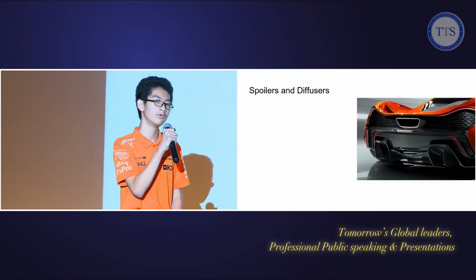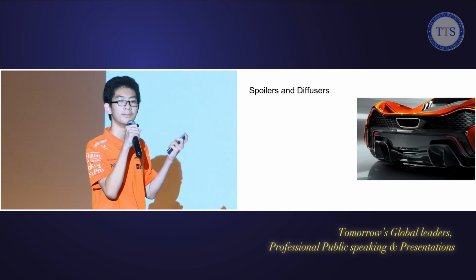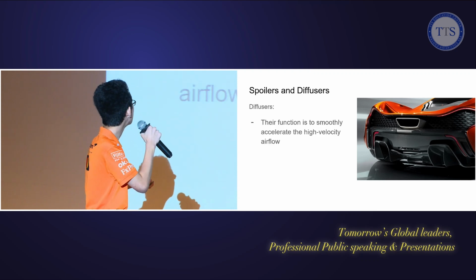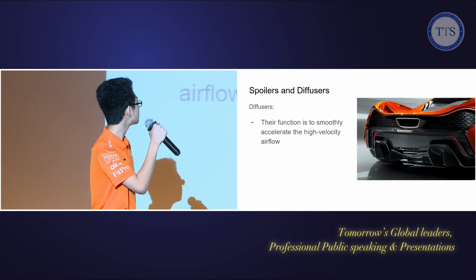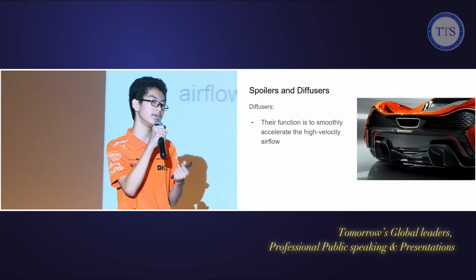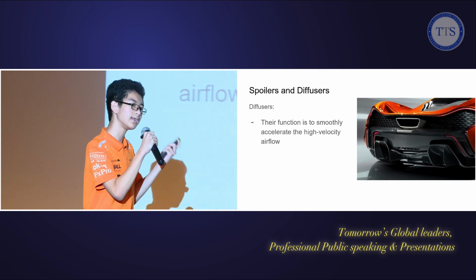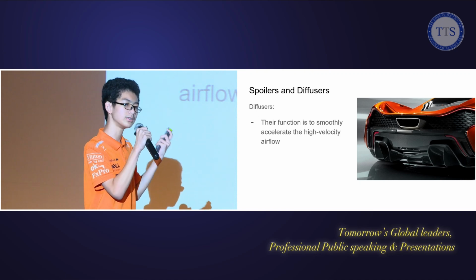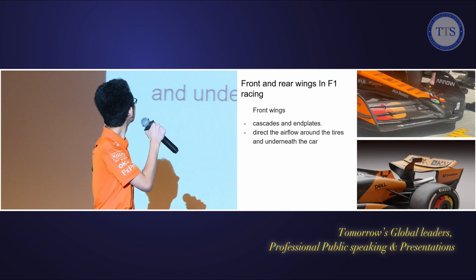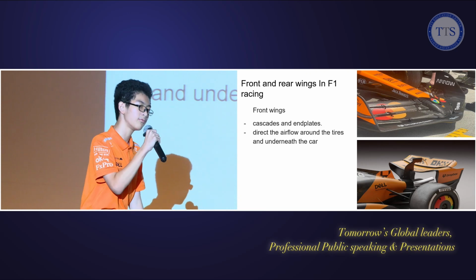Diffusers, a rear under-tray shape, gradually create a bigger space at the back of the car. Their function is to smoothly decelerate the high velocity airflow from underneath the car, gradually matching the ambient air pressure from the rear. How about spoilers from F1?